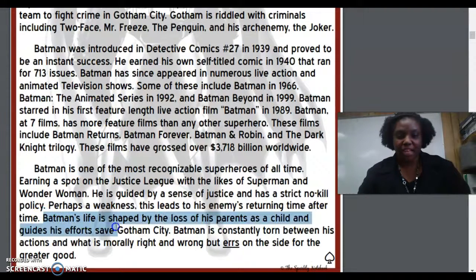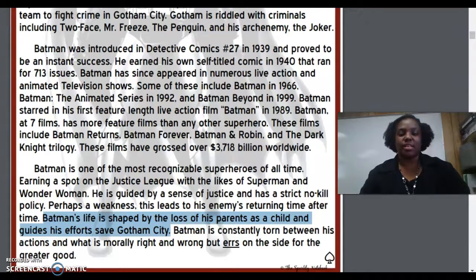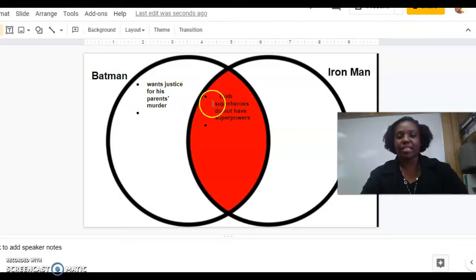So for Batman, his life is shaped by the loss of his parents as a child and guides his efforts to save Gotham City. So he is seeking justice for his parents. So since that one is only true for one superhero, we can put it on his side of the Venn diagram. So we would go to Batman's side of the Venn diagram and type in wants justice for his parents' murder. Notice that it's not a complete sentence. When doing a Venn diagram, it is okay that you use bullet points that do not have complete sentences.